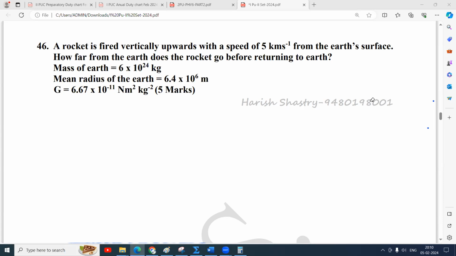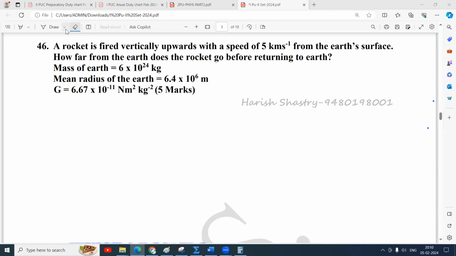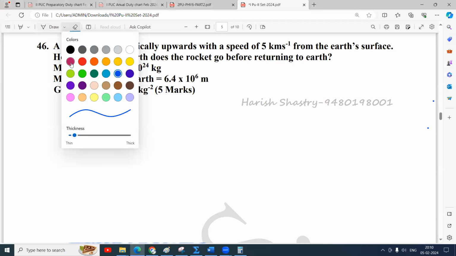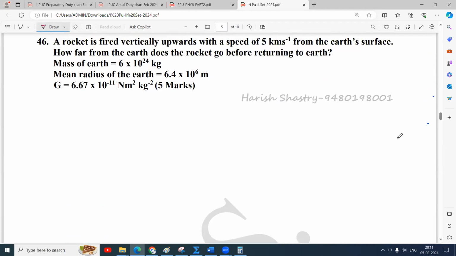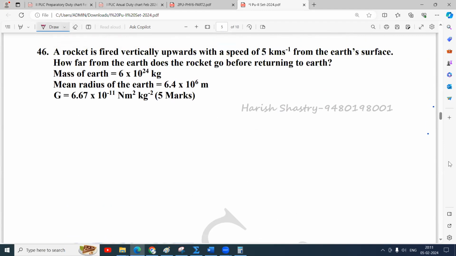Now, most of the students go wrong in selecting the formula. As soon as you see this problem, immediately it strikes to the mind that you can apply the formula v square is equal to v naught square plus 2ax. It is quite usual. Most of the students try to solve this problem with this formula: final velocity square is equal to initial velocity square plus 2ax.